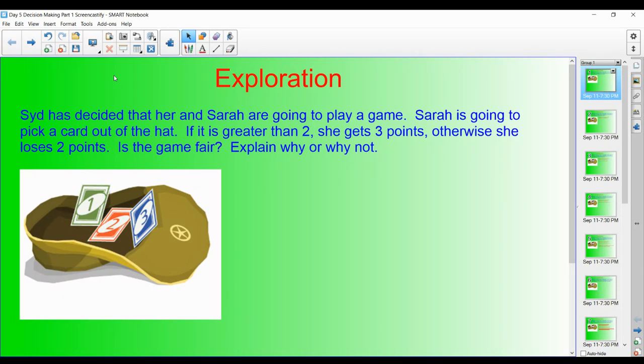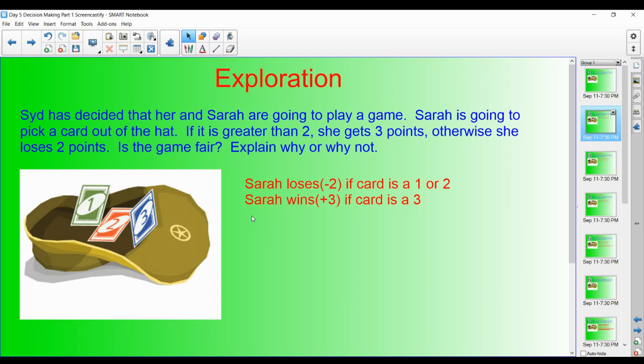So Sid has decided that her and Sarah are going to play a game. Sarah picks one of those three cards out of this hat. If the card's greater than 2, she gets 3 points. Otherwise, she loses 2 points. Is it a fair game? We have to figure that out. So we're going to use expected value to figure out, is Sarah going to be a winner or a loser after many trials?